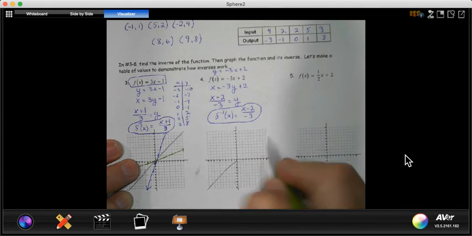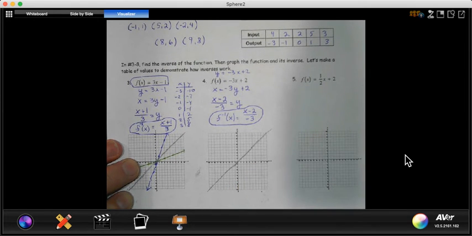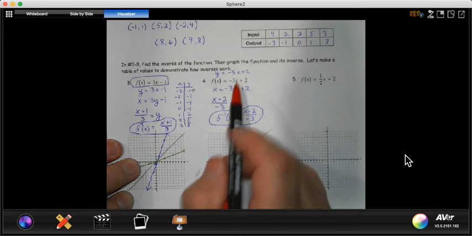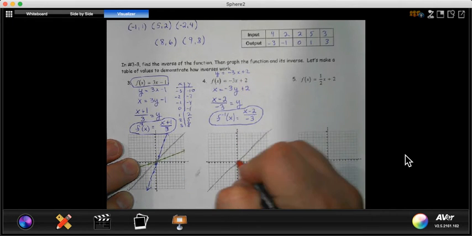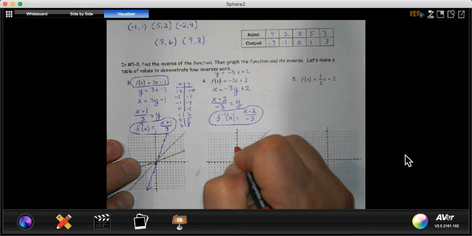Sorry, I'm moving sideways a little bit. I think this is kind of cool. So I'm going to graph this line. That's negative 3x plus 2. So I go to 2 on the y. And I go down 3, right 1, up 3, left 1. So there's that line.